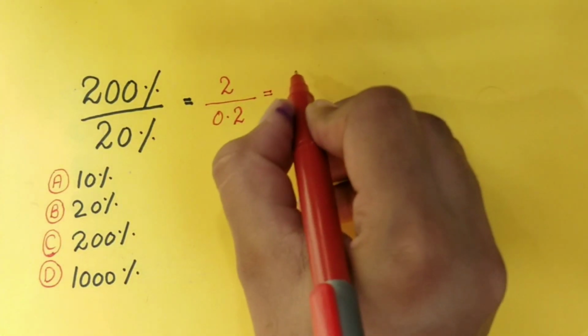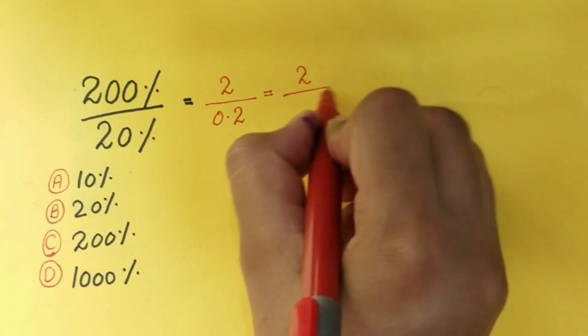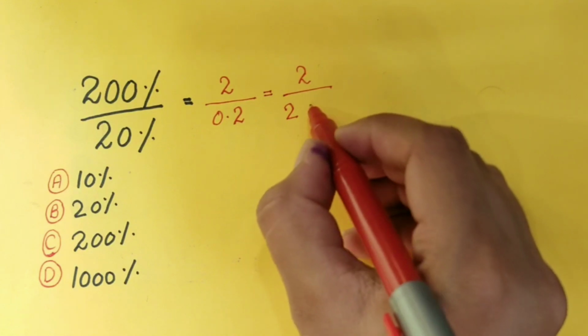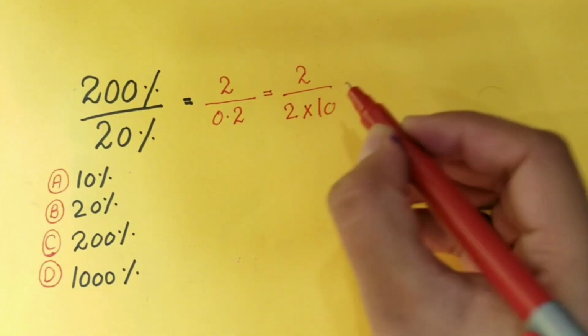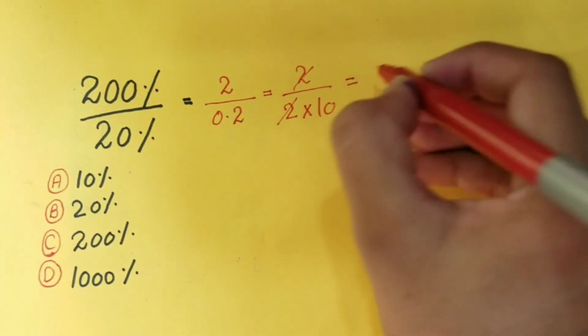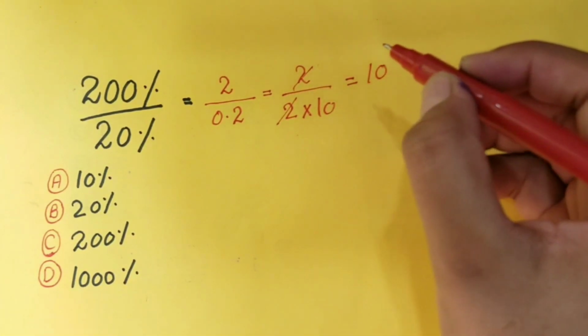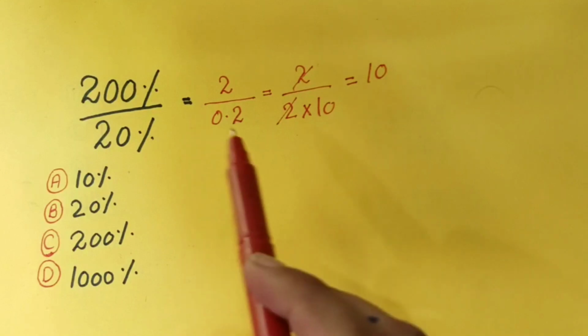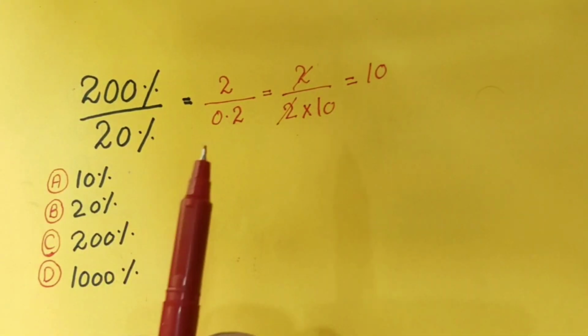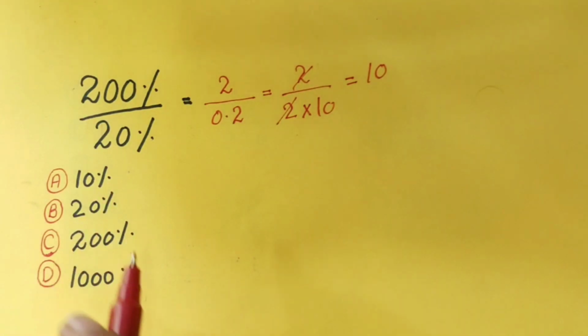And now 2 over 0.2 is 2 multiplied by 10. 2 cuts, 10, of course. We got the value, but this is not a percentage. We have converted back to percents. So we converted back to percent.